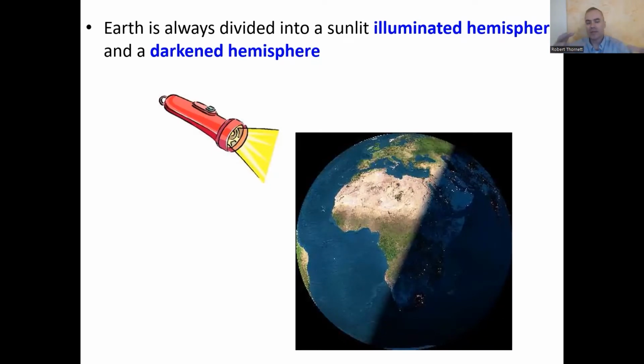Let's talk about the way that the sun hits the Earth. So the Earth at all times is always divided into a light and dark hemisphere, a sunlit, illuminated hemisphere, and then an unlit, darkened hemisphere on the other side, away from the sun. And there's a line between those two, which you can see on the Earth's surface, an edge where the lit, illuminated hemisphere becomes the darkened, unlit hemisphere.